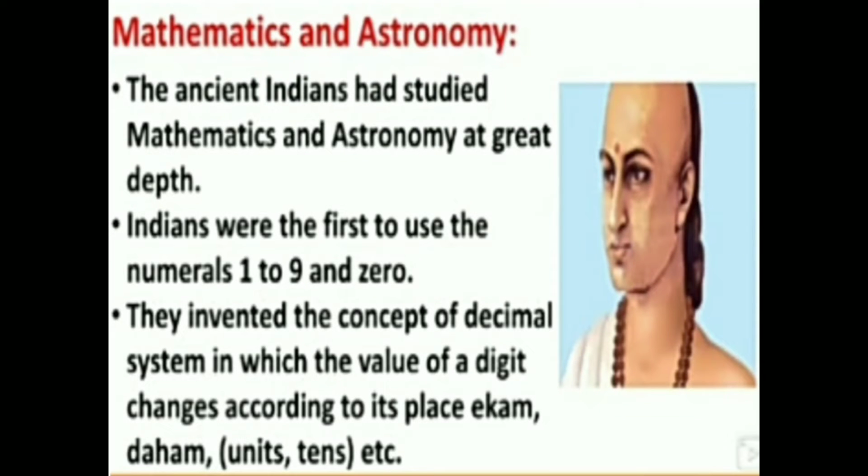Mathematics and astronomy. The ancient Indians had studied mathematics and astronomy at great depth. Indians were the first to use the numerals 1 to 9 and 0. They invented the concept of the decimal system, in which the value of a digit changes according to its place: ekam, dahak, it means units, tens, etc.